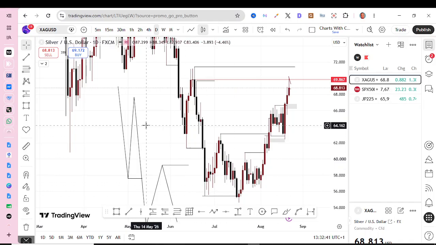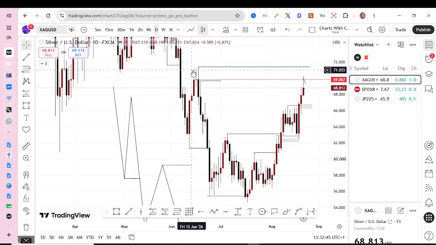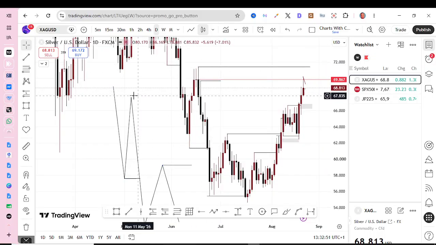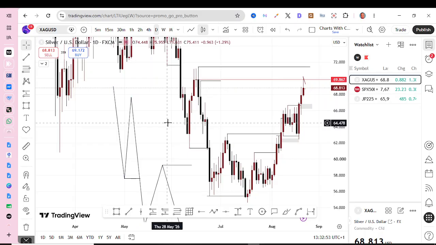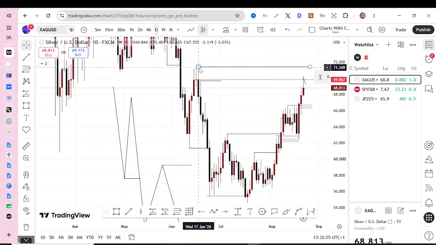Now, this first pullback on the higher time frame did not take out any previous pullback, so it becomes a weak low, right? I didn't mean this was a valid pullback and it took it out. Price, I won't be targeting this low.